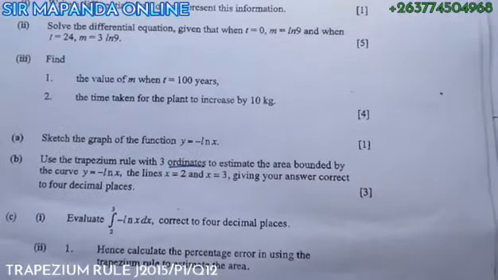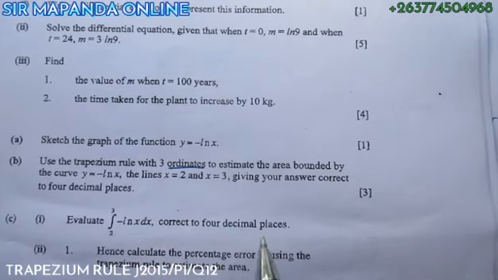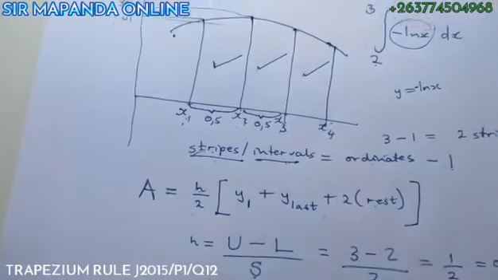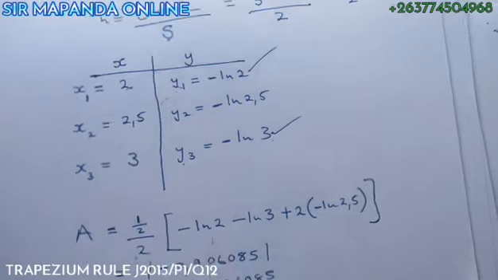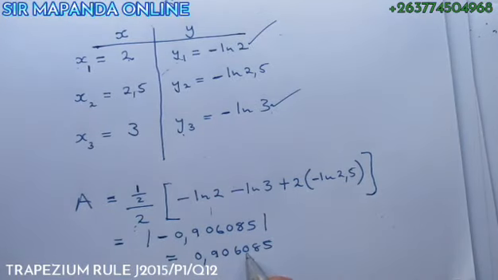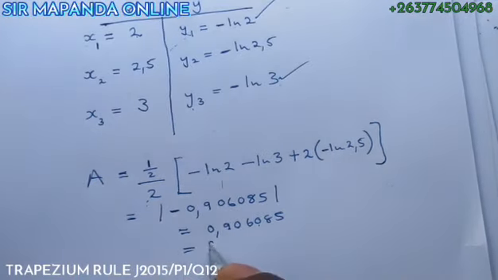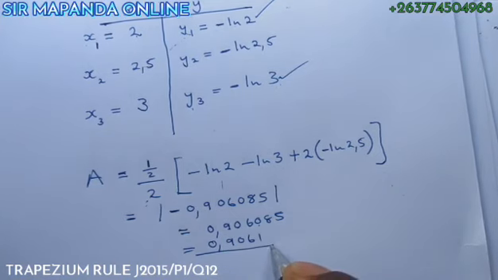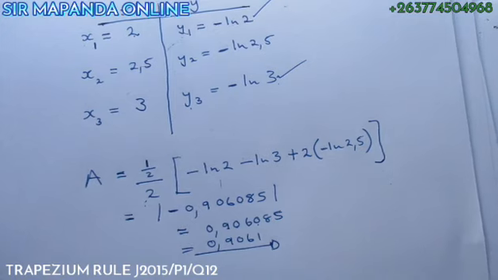The instruction is saying give your answer correct to 4 decimal places. So I'm going to count 4 decimal places: 1, 2, 3, 4. So my final answer is 0.9061. This is the final result. I hope you are listening, class. I want you to stay tuned as we move on to part C of the question.